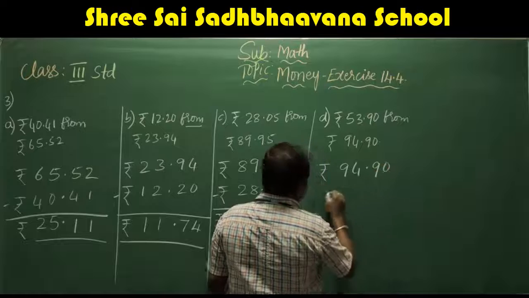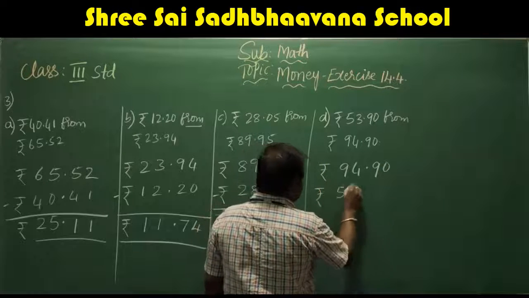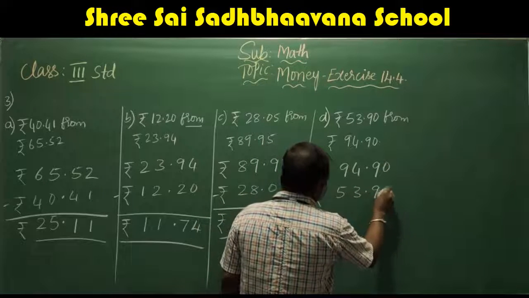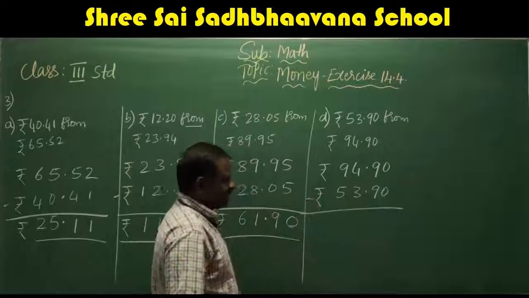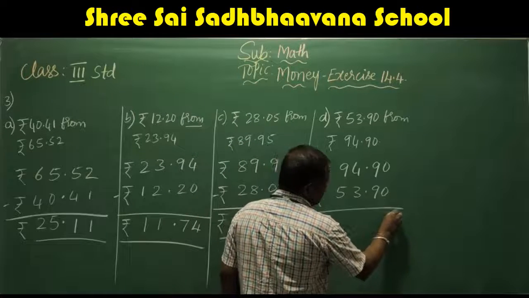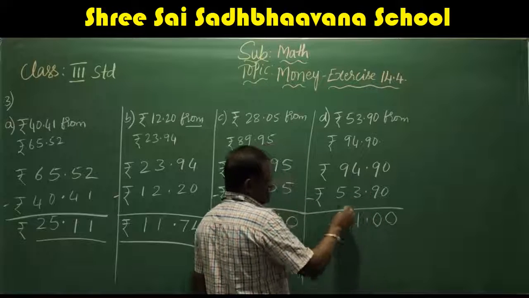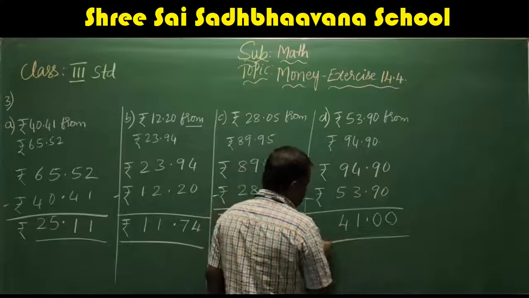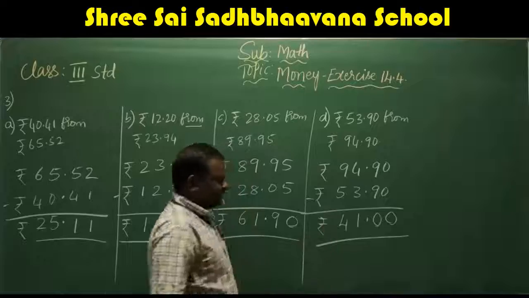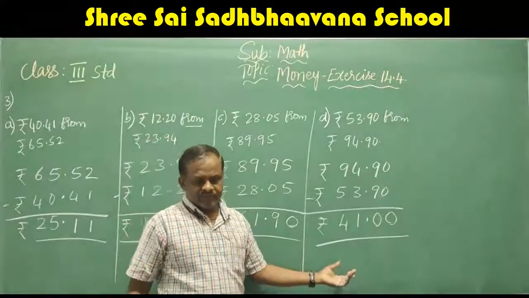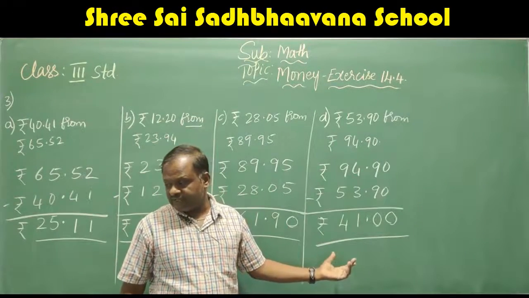Come to here. From 94.90, subtract rupees 53.90. So what you will get? 0 minus 0, 0. 9 minus 9, 0. 4 minus 3, 1. 9 minus 5, 4. That is rupees 41.00. I hope you understand this one also.